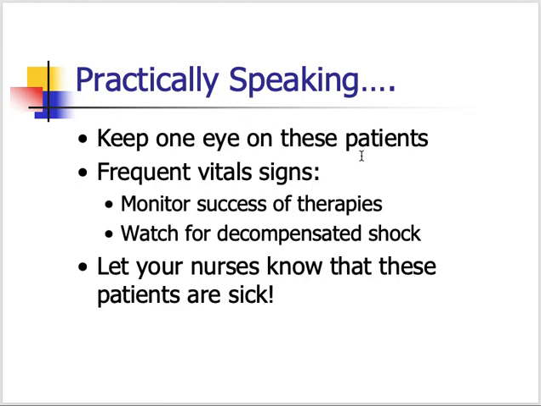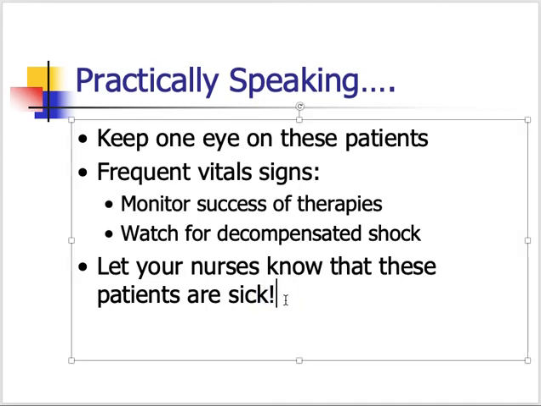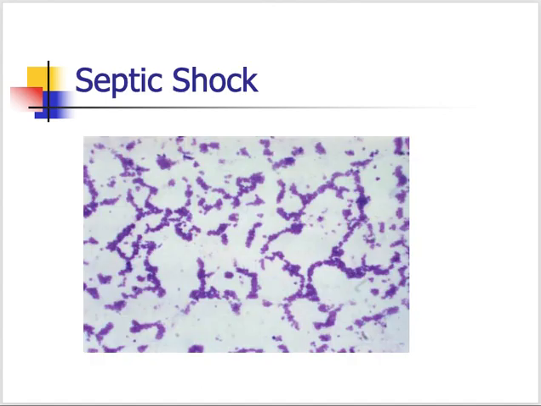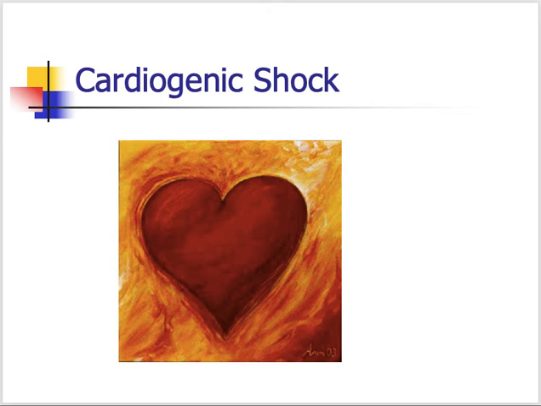Practically speaking, keep an eye on these patients, check frequent vital signs, and let your nurses know that these patients are sick. Remember, in hypovolemic shock, fluid resuscitation is the most important thing. In septic shock, for example, antibiotics will play more of a role. In any distributive type of shock, vasopressors will play more of a role. In cardiogenic shock, maybe you have to give inotropic support, with not much fluid resuscitation, of course, as it can lead to pulmonary edema.